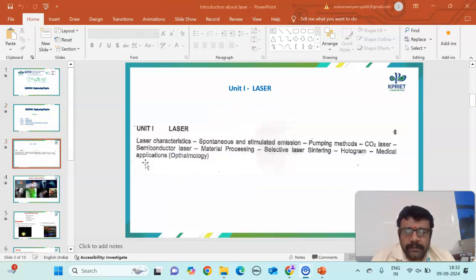So in unit 1, laser, the contents are laser characteristics, which deal with spontaneous and stimulated emission and the different types of pumping methods available for the laser. The carbon dioxide laser is given there, and one more laser, the semiconductor laser. Then how materials are processed with the help of laser, and also the application part: selective laser sintering, hologram, and medical applications of lasers. These are the contents of unit 1.